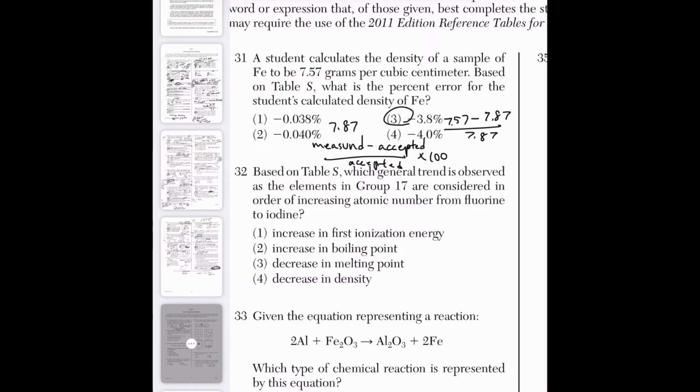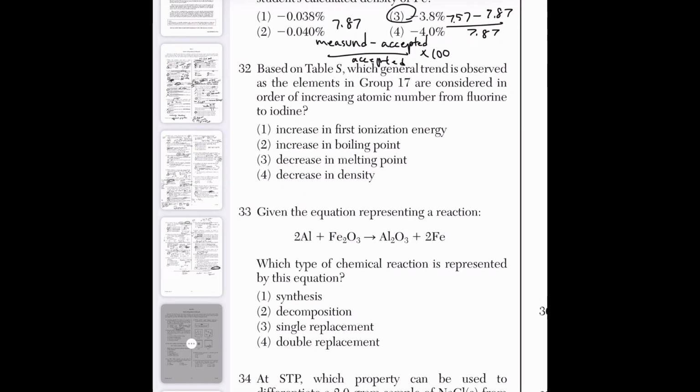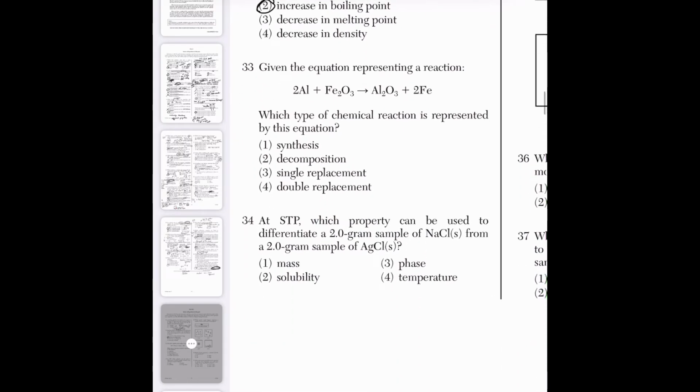I got negative 3.8%. This one asks, based on Table S, which general trend is observed as elements in group 17 are considered in order of increasing atomic number from fluorine to iodine? So you can just compare the boiling points of these elements. It's on Table S, and you would find that the boiling point increases every row down you go. So yeah.